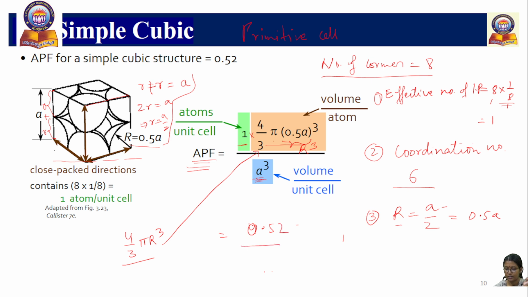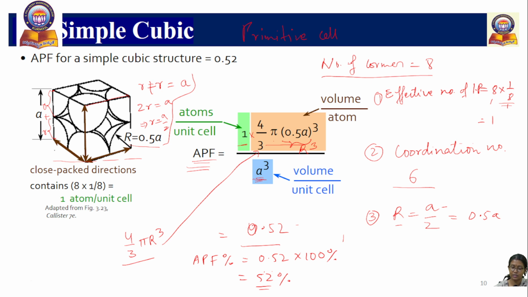0.52. If we want the percentage, then 0.52 into 100, that is 52%. That means in a unit cell, whatever its volume is depends on a. If a is big, volume is big. So out of the total volume, only 52% is occupied by lattice points. The remaining part is vacant. That is true for simple cubic.